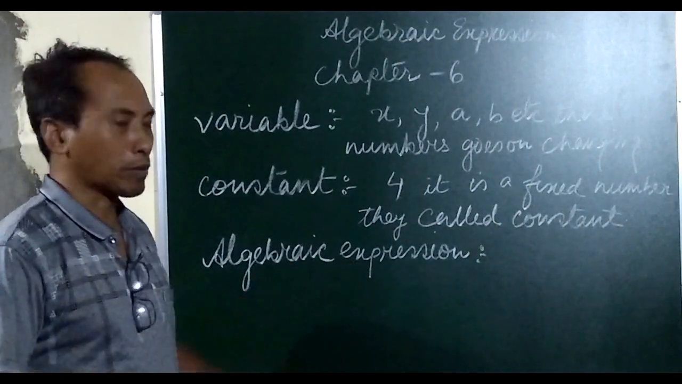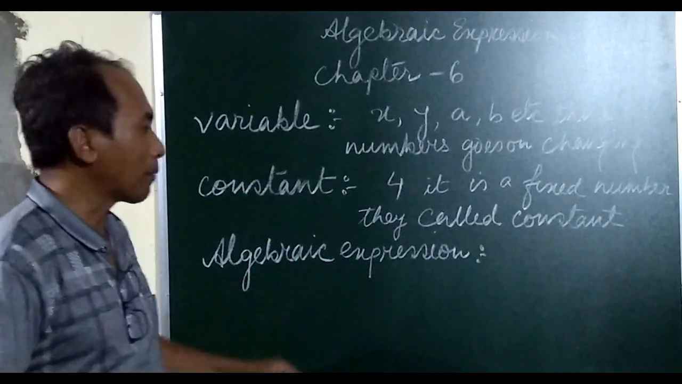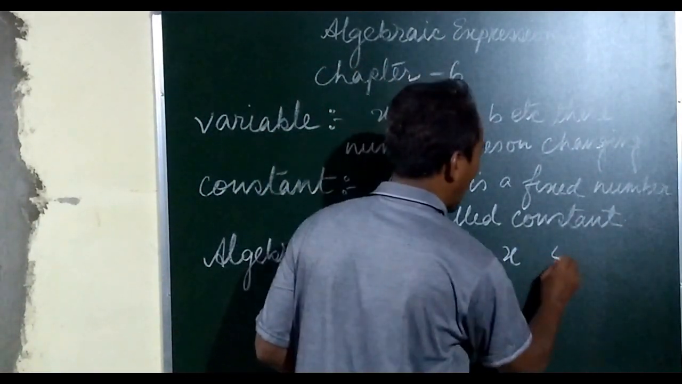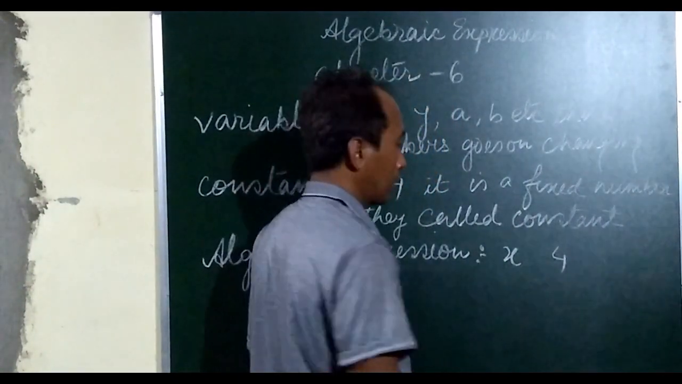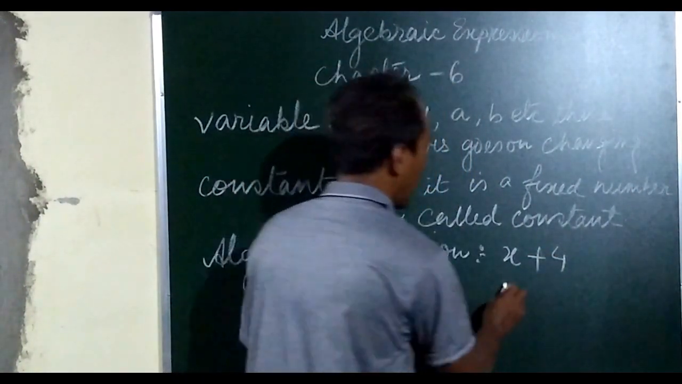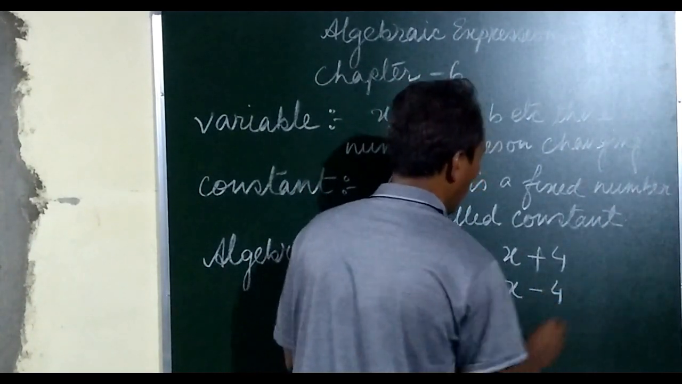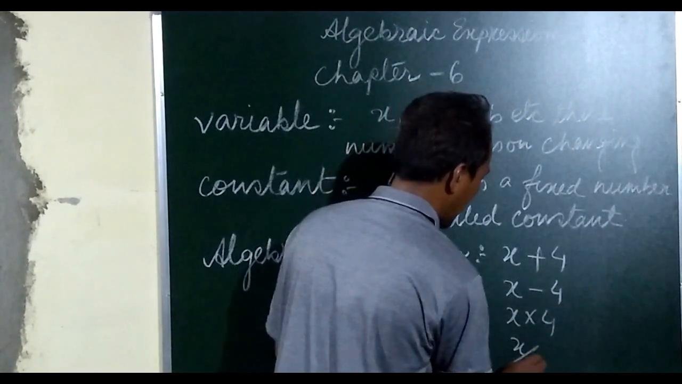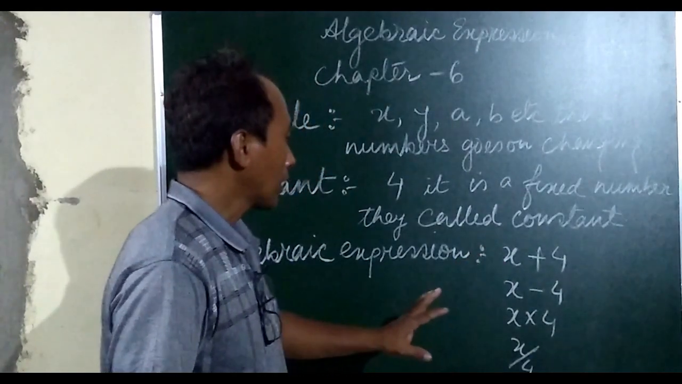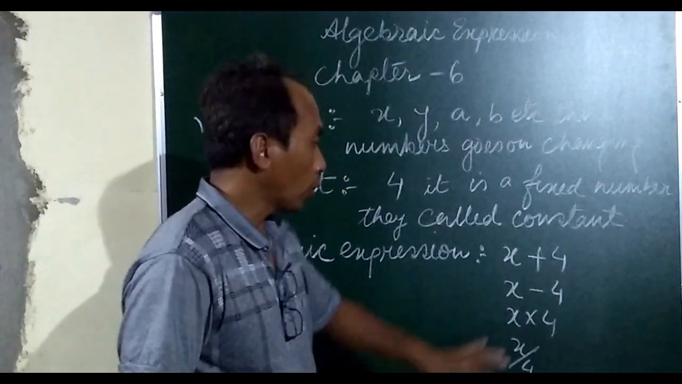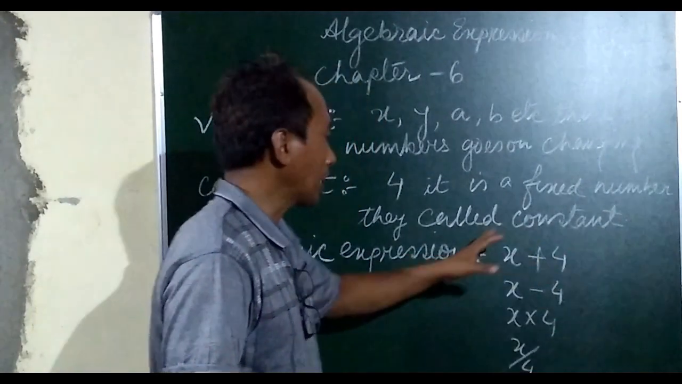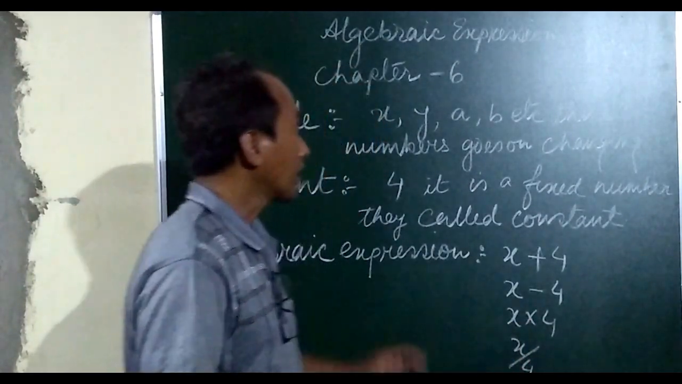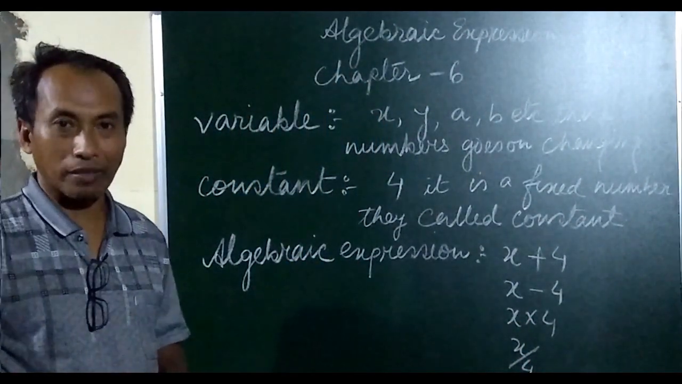Now what is an algebraic expression? An algebraic expression is a combination of a literal number along with alphabet with plus or with minus or with multiply or with divide. So any literal number and a constant, when you combine it with plus, minus, multiply, divide, then it is called an algebraic expression.